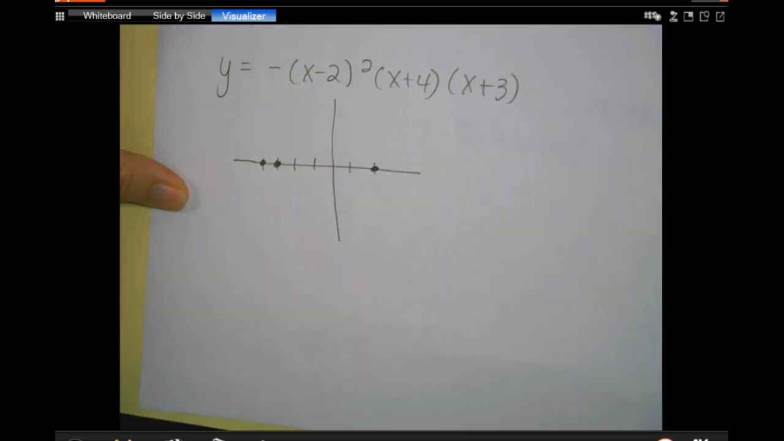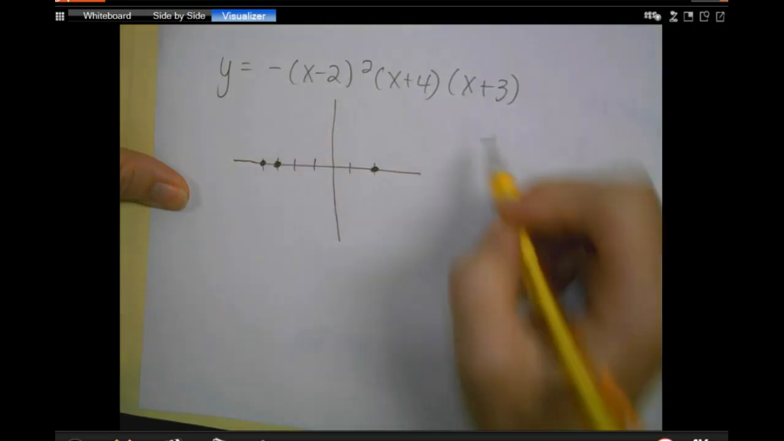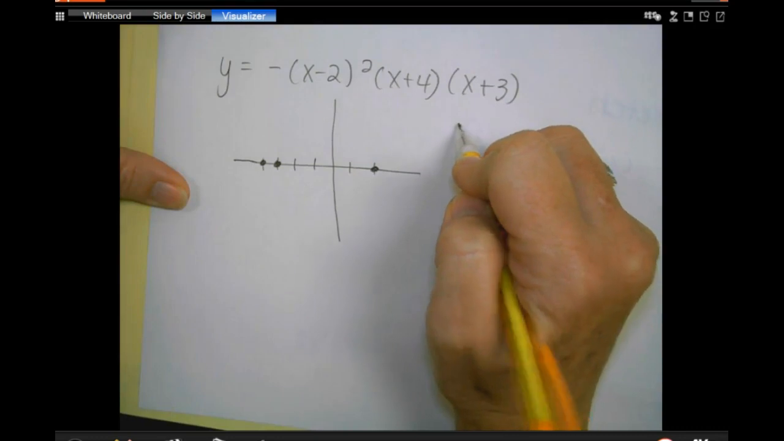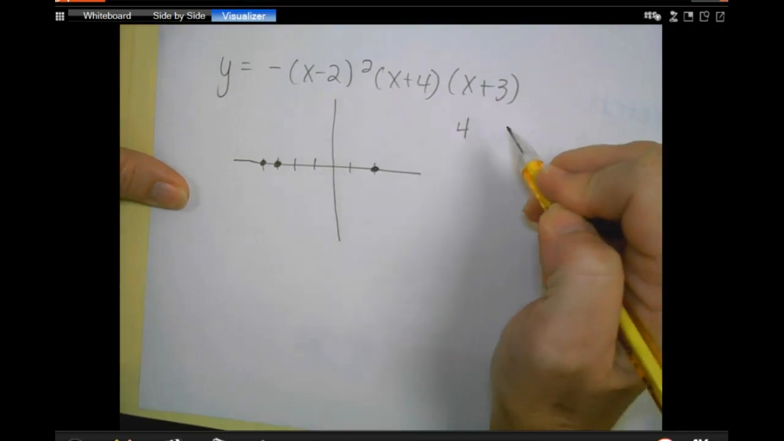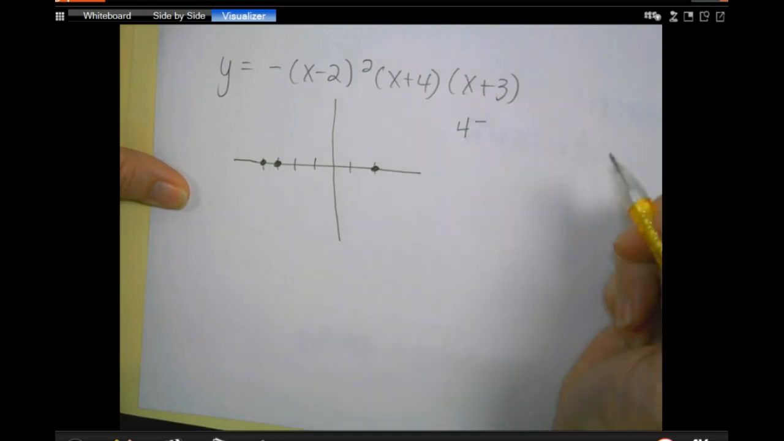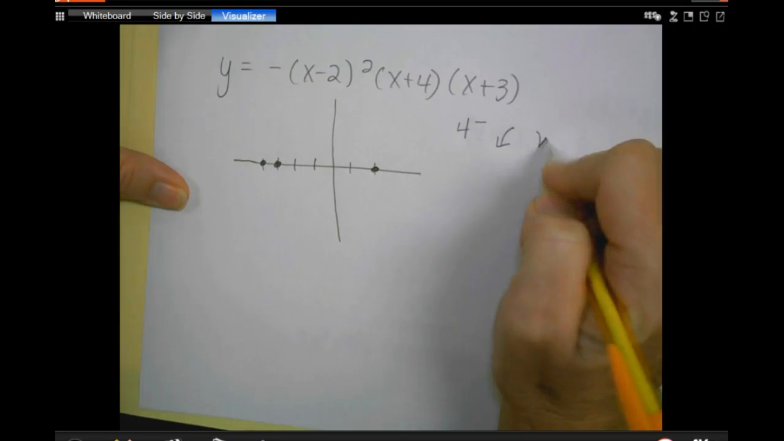So the next thing that I need to do is, what's the exponent? What's the highest exponent? 4. So 2, 1, and 1. So I get 4, which makes it even, and the leading coefficient is negative, so the end behavior goes, they both go down.